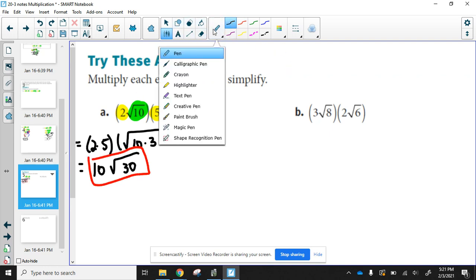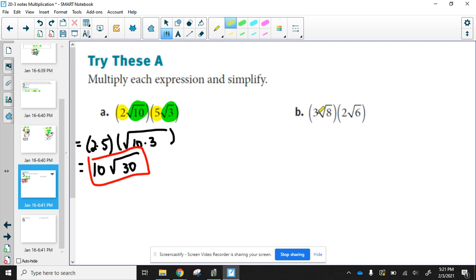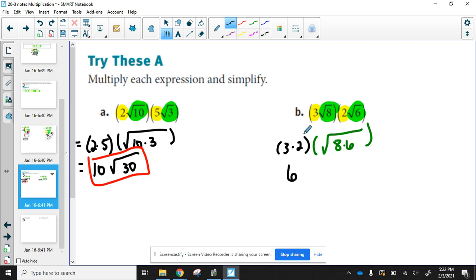Okay, looking at the next one, following the same process of using a highlighter or colors or something. First, you want to look at our coefficients and put those together. So we get 3 times 2. And then next we want to look at our square roots. We get root 8 and root 6. So root 8 times 6. So simplify this, we get 6. And then the square root of, what is that, 8, 16, 20, 48. Again, use your calculator. I'm just doing mental math, but you can follow along with me or pause the video if you want to attempt these beforehand without me.